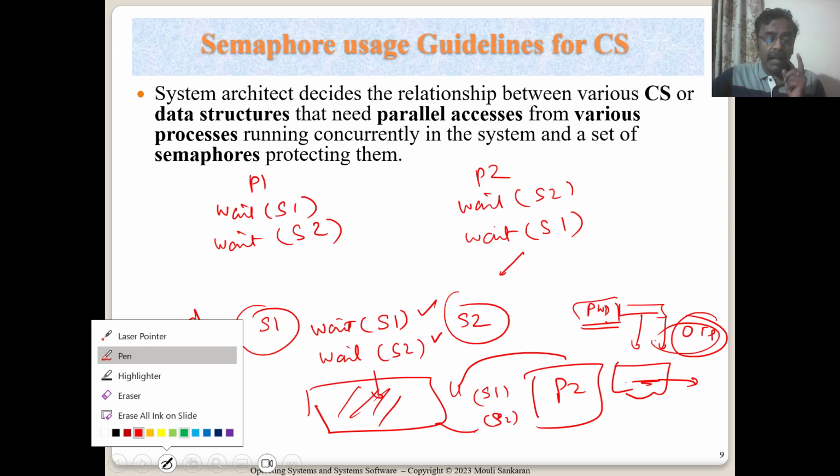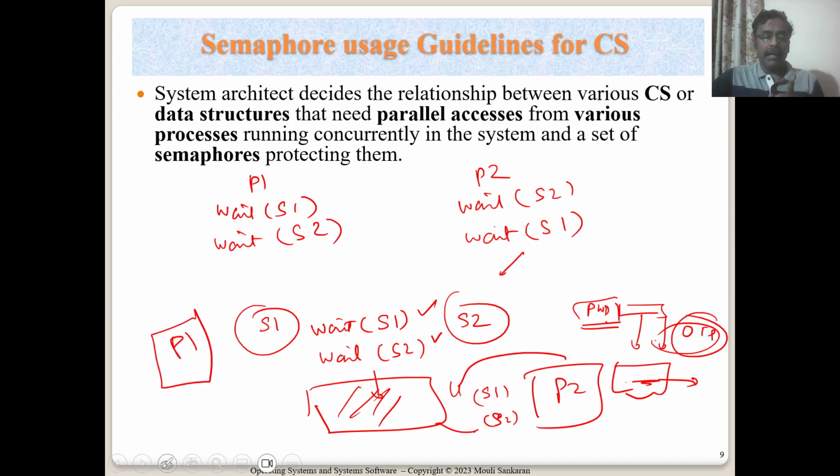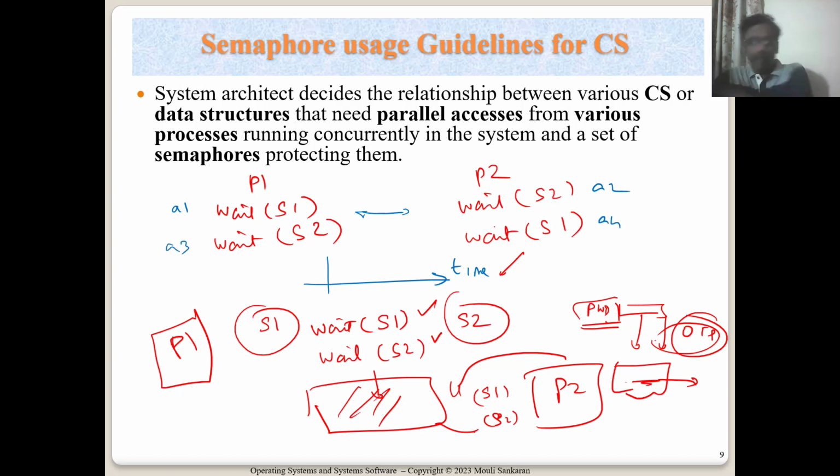What is the problem? I always want you to think that anything executing as two different processes can execute on any core, and the sequence of execution can be interleaved. I'm not saying that they are strictly time-wise ordered. Both P1 and P2 are running, maybe on two different cores. If I call this activity 1, A1, this activity A2, then this activity 3 happened and this activity 4 is happening in sequence of time.